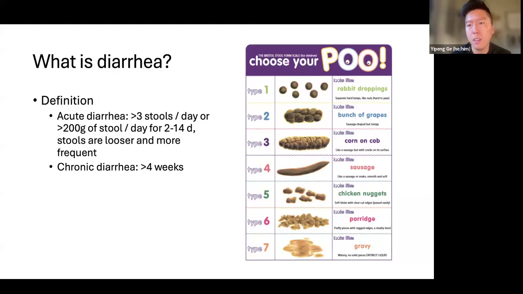So you see here the stool forms from type 1 to 7, from a very dehydrated picture, very hard stool being type 1, to a very loose or watery stool being type 7.